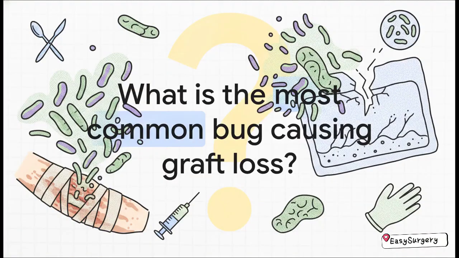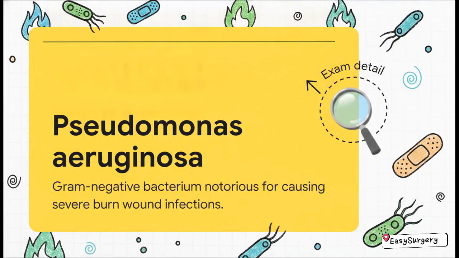First question. Think back to the infection risks we discussed. What specific bug just absolutely loves burn wounds and destroys grafts? The answer is Pseudomonas aeruginosa. This is a classic exam detail, folks. It's a gram-negative bacterium that thrives in these environments, and you absolutely cannot forget it.